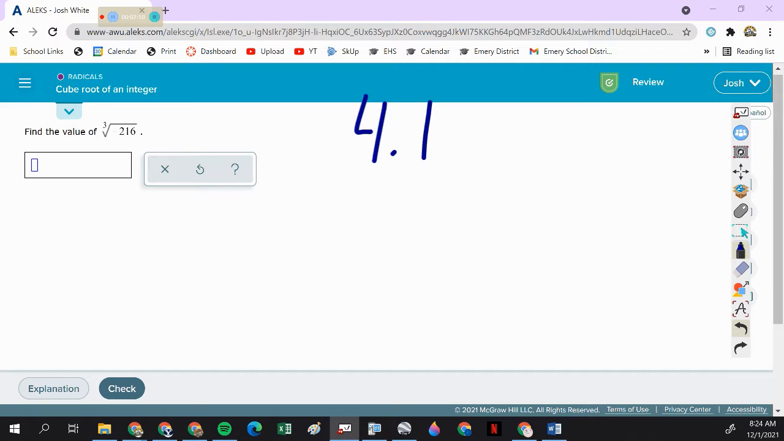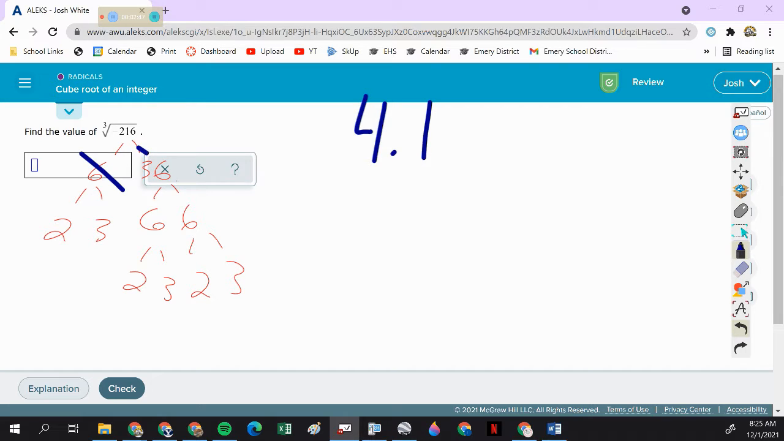Okay, well, we can factor cubed roots and circle groups just like we do with square roots, but instead of looking for pairs, we're looking for triplets. So what goes into 216? I happen to know it's 6 times 36. Then we factor this, 2 times 3, 6 times 6, 2 times 3, 2 times 3. And when I circle groups, I'm looking for sets of 3.